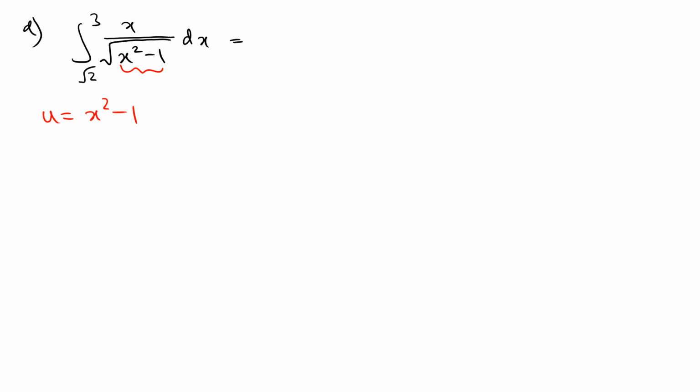So what we can do is we have 3 to square root 2, and then we have x there. So I'm going to bring this to the top, so it's x squared minus 1 to the negative 1/2 dx. And if you look at the inside function, the derivative is 2x. So we only have x, so I'm going to multiply and divide by 2. We do that to prepare the integral. Now you can see that everything looks great.